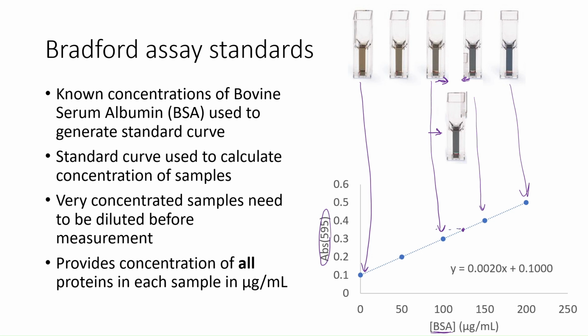You can measure the absorbance at 595. It's somewhere between the 0.3 and the 0.4 in absorbance. And so once you can map that onto your standard curve, then you can use the y to determine what the value of x is, somewhere between probably 100 and 150 micrograms per milliliter.